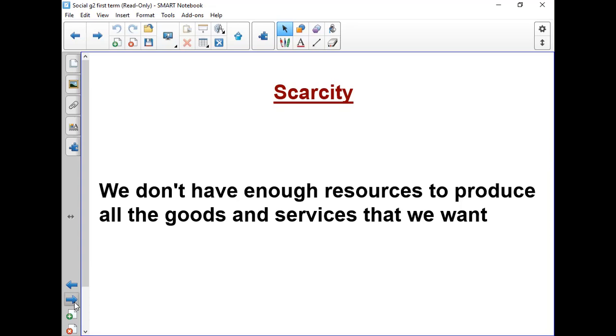What's the meaning of scarcity? It means we don't have enough resources. We may have natural resources, human resources, but we don't have capital resources. We may have capital resources and natural resources, but we don't have human resources or people who should work to produce the goods and services that we want.